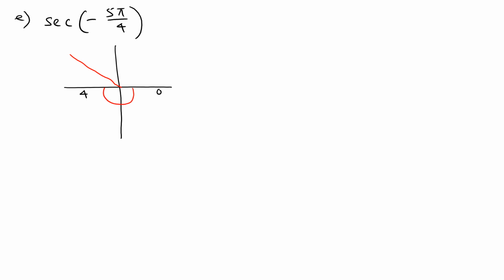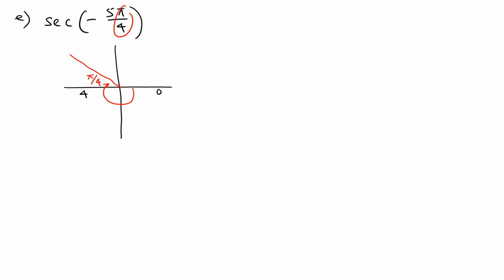In part E, we have secant of negative 5 pi over 4. Again, that's a negative value, so that means we're going to go clockwise. So let's look at multiples of 4. So it is 0, 4, but it didn't go up to 8, it's 5. That means it's going to stay in the second quadrant. So that is the angle. The reference angle is pi over 4, and then we have all the information we need.